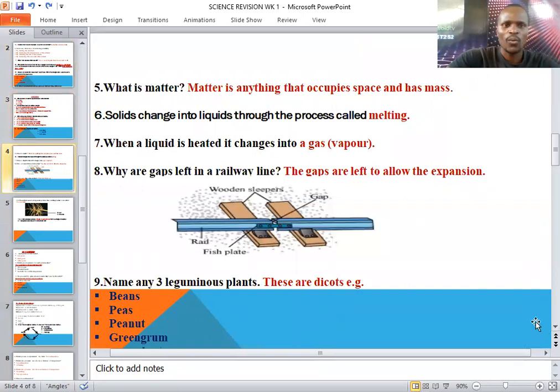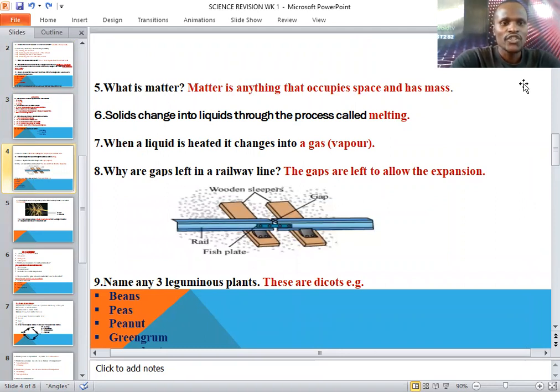Number 5, what is matter? A very simple question, but some of us were not able to answer this. Matter is anything that occupies space and has mass. Just as simple as that. Matter is anything that occupies space and has mass. That's the definition of matter.